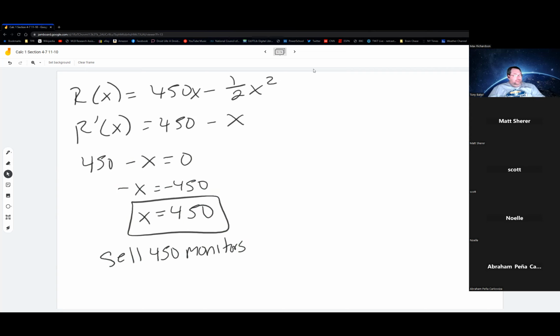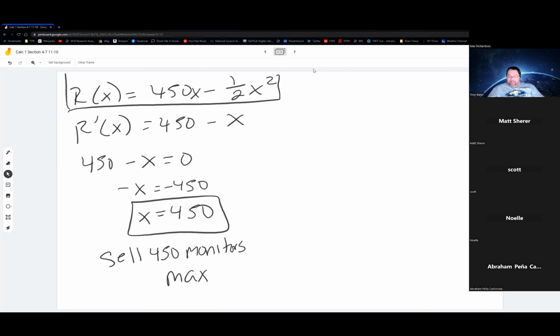Now, if we look at this, because you don't always necessarily have to do the first derivative test, you can just look at your original problem. That right there is a parabola, and it's opening down. So we know that's a maximum. So you don't have to necessarily do the first derivative test. You can look at the information you have to figure that out as well.